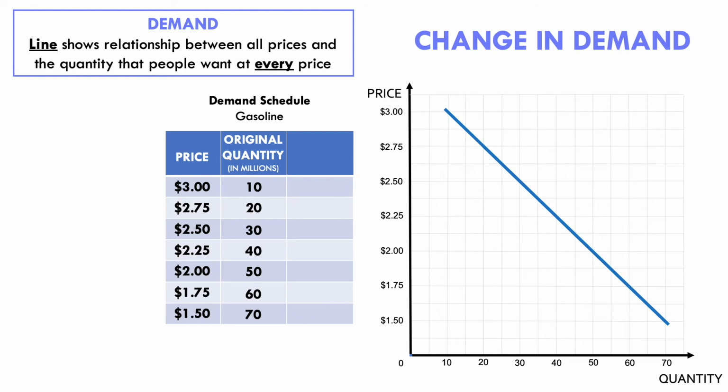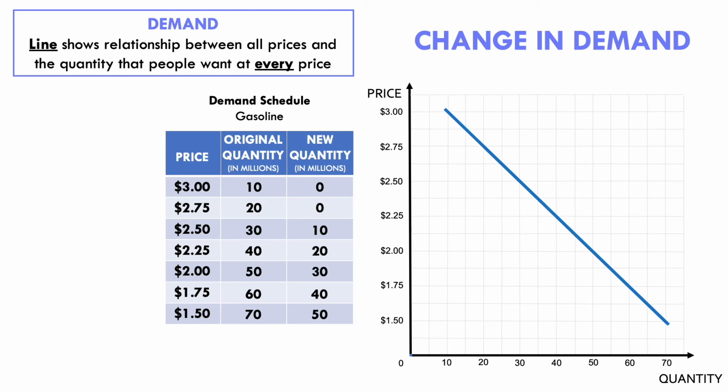Now, what does this exactly look like? Again, look at our demand schedule we have here with our prices and the amount that people want at every single one of them. But let's say there's a new quantity where, at a specific price, there's a different amount that people want. So maybe now whenever the price is $3 or $2.75, people don't want to buy any gas. But at $2.50, instead of 30 million, they want to buy 10 million. At $2.25, instead of wanting 40 million, they now only want 20 million. At $2, instead of wanting 50 million, they only want 30 million, and so on.